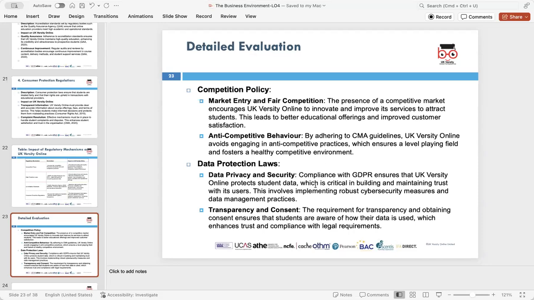Transparency and consent. The requirement for transparency in data practices and obtaining explicit consent from students ensures that UK Versity Online operates within legal boundaries regarding data usage. So this transparency not only fosters trust among students but also ensures compliance with the regulatory framework.